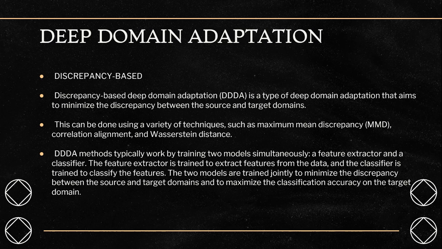So in the deep domain adaptation, in the discrepancy based category, it changes two things. First one is the feature extractor and second is the classifier. Using the neural networks, it first extracts the features and learns the parameters, and second it classifies the data with the classifier it trained. So in that case we are using the training data and testing data to make them similar.